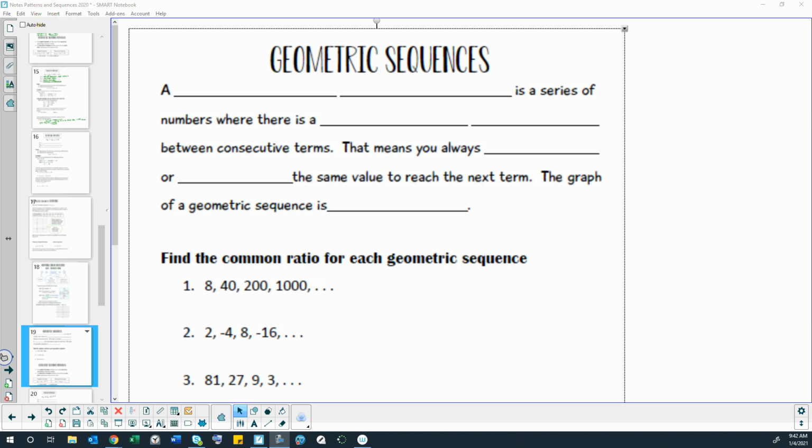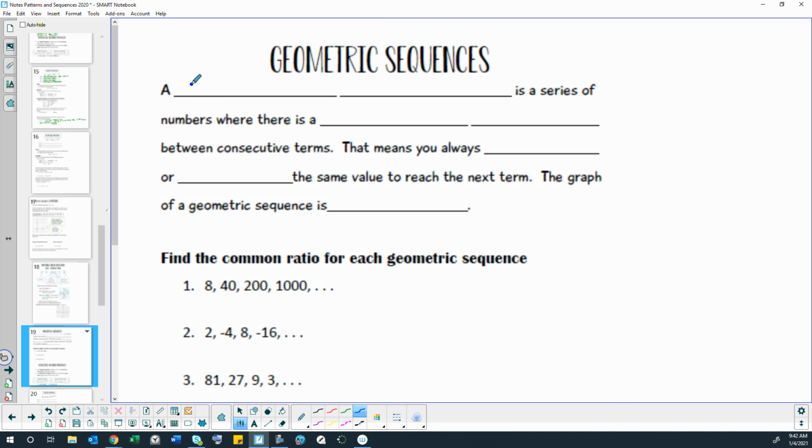Okay, a geometric sequence. That's our first two blanks. A geometric sequence, how is it different so far from what we just did? Instead of arithmetic. So this is geometric instead of what we just learned, which was arithmetic.